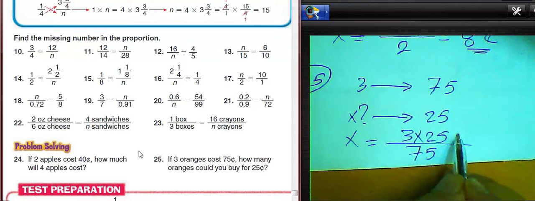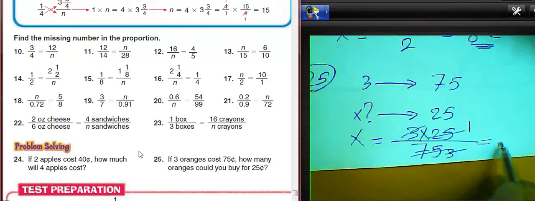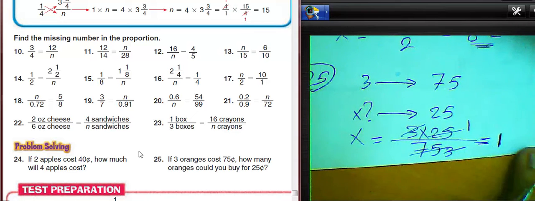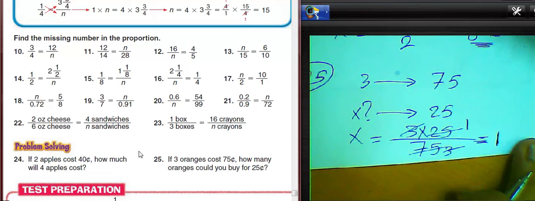We know 25 divided by 25 equal 1. 75 divided by 25 equal 3. 3 divided by 3 equal 1. So we can pay for 25 count. How many oranges? 1 orange.